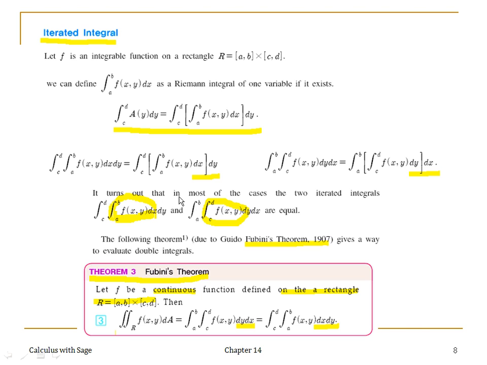It turns out that in most cases, the two iterated integrals of this and this are the same, when f is a continuous function on a rectangular domain like this. This was shown by Fubini in 1907. The Fubini theorem says that if f is a continuous function on the rectangular domain R, then we can change the order of integration without changing the value of the whole double integral.